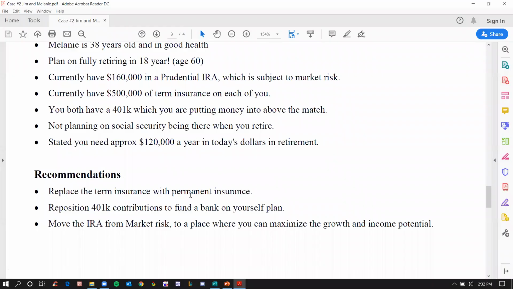So here's the needs overview recommendation, we're going to call it. We're going to replace the term insurance with permanent insurance that you cannot outlive. Okay. We're going to reposition the 401k contributions to fund a bank on yourself plan. And we're going to remove the IRA from market risk and place it where you can maximize the growth and income potential. So those are the things we're going to try to accomplish. Does that make sense? How do you feel about that?